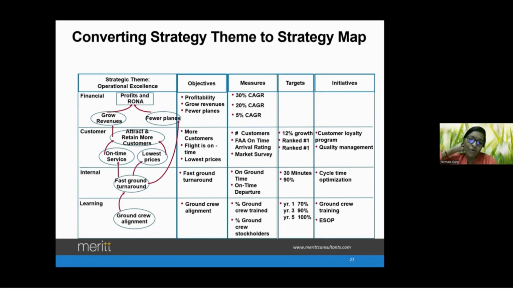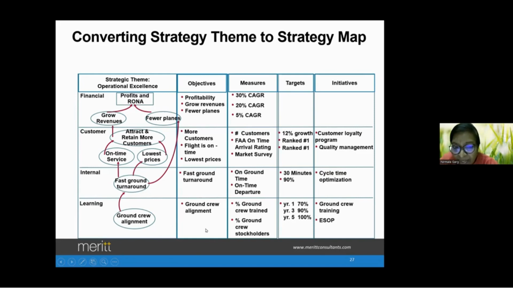Now, in short, to help you understand what it means, there are objectives. What is one business objective? You have to have more customers if you want to make more profit. Okay. Flight being on time and at a lesser price. To make all this happen, you need fast turnaround time on the ground. Then to have the fast turnaround time, again, you have to have all your crew in alignment. Onboarding crew, deboarding crew, your maintenance people, everything has to be done.